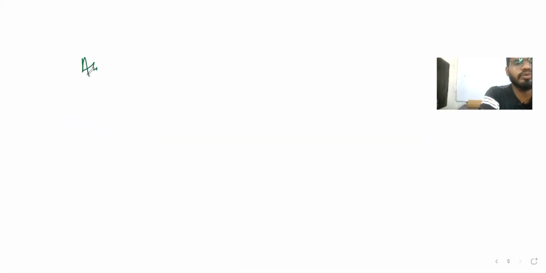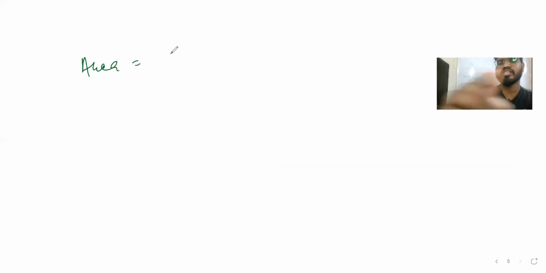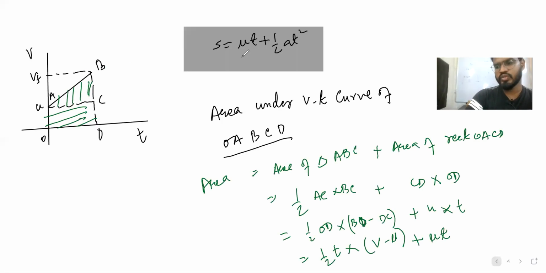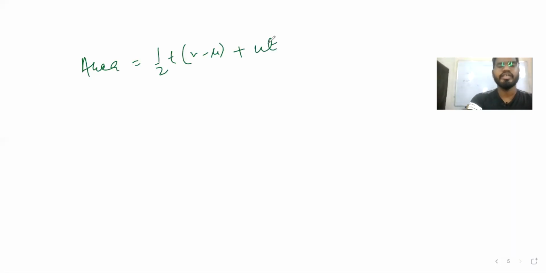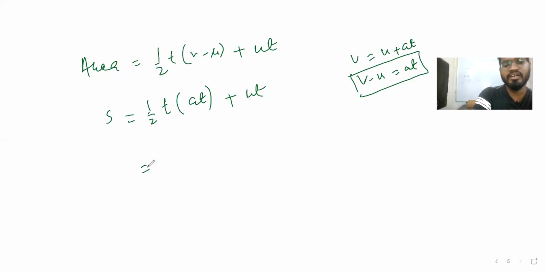So total area is going to be half times (V minus U) times T, plus UT. Right? Guys, V is equal to U plus AT, so V minus U is equal to AT. From that we can write half times T into AT plus UT. This is the displacement, right? Area under the curve.